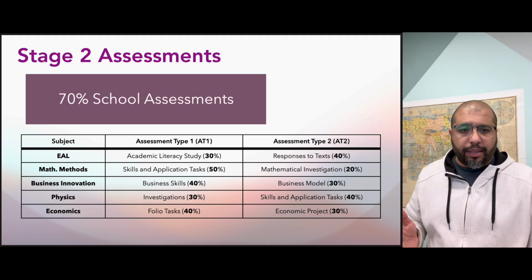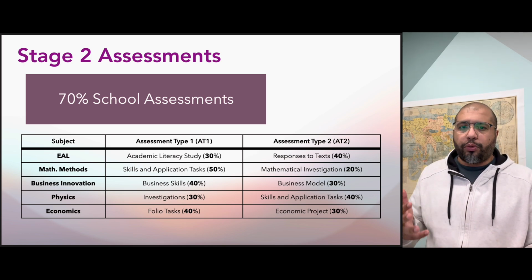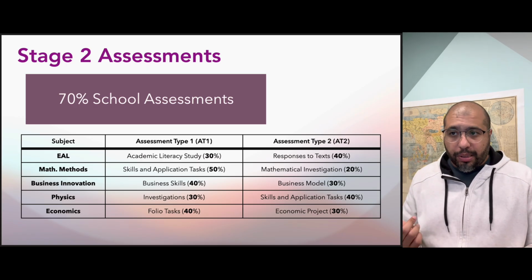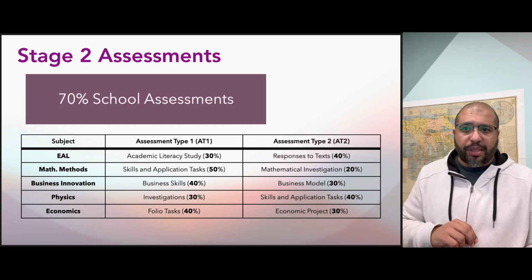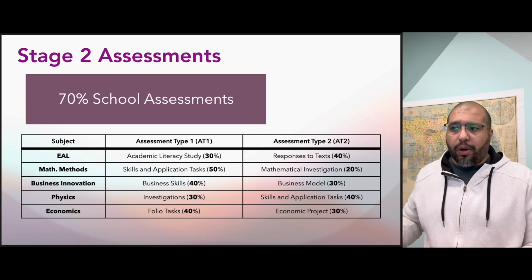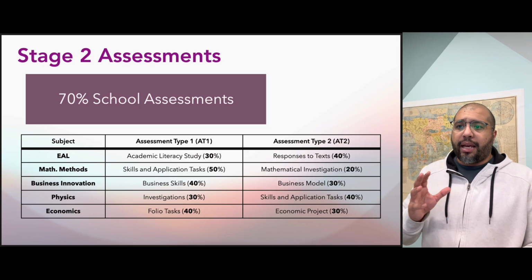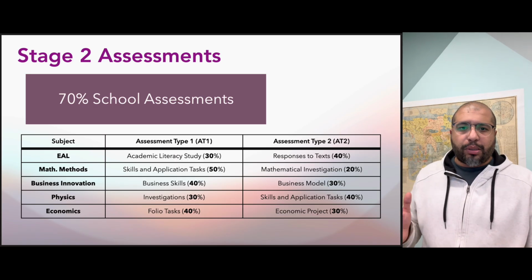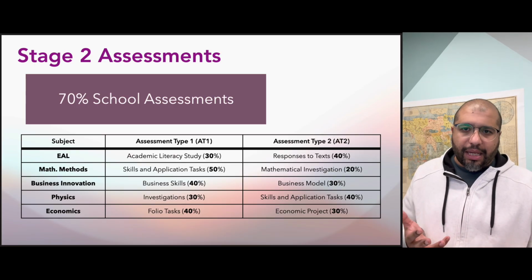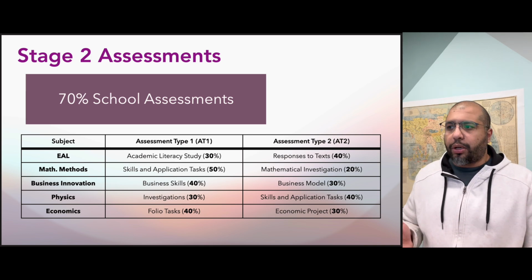EAL Assessment Type 1 is an academic literacy study that's worth 30% of your Stage 2 overall grade in EAL. And Assessment Type 2, these are responses to texts that represent 40% of your overall EAL grade. For mathematical methods, AT1 is skills and application tasks, which are mostly exams that are worth 50% of your Stage 2 grade in MM. And AT2 is a mathematical investigation that represents 20% of your overall mathematical methods score.